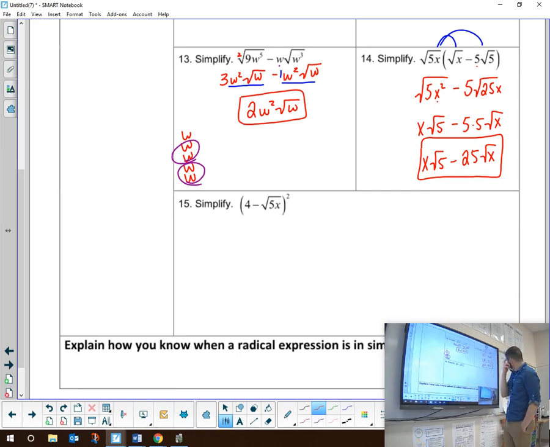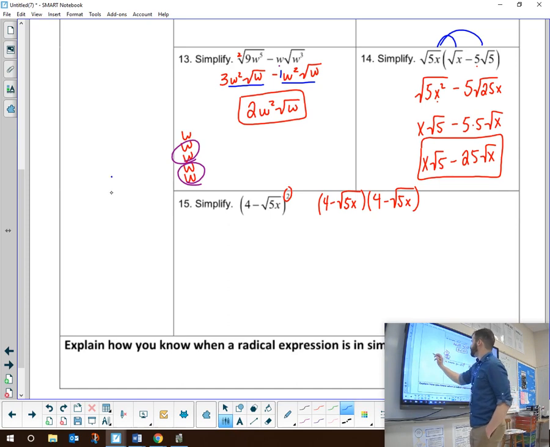Our last problem here, you'll notice we have this squared. And whenever we square something, that means we're taking that thing and multiplying it by itself, right? So to simplify this, I'm going to take this 4 minus the square roots of 5x times 4 minus the square roots of 5x. And we're going to distribute. Remember, this is our FOIL. We're going to do first, outer, inner, last.